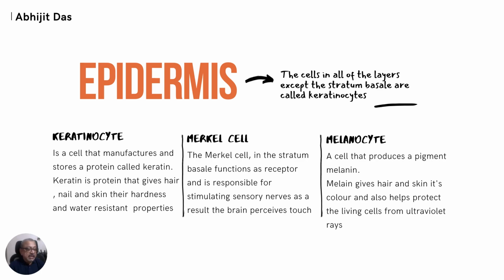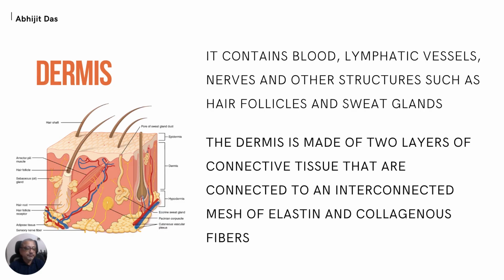Now, stratum basale contains the Merkel cells. They act as receptors and are responsible for stimulating the sensory nerve. As a result, the brain perceives touch, pressure, temperature and pain. The melanocytes are also found in this layer, and melanin gives hair and skin its color and also helps protect the living cells from the ultraviolet rays.